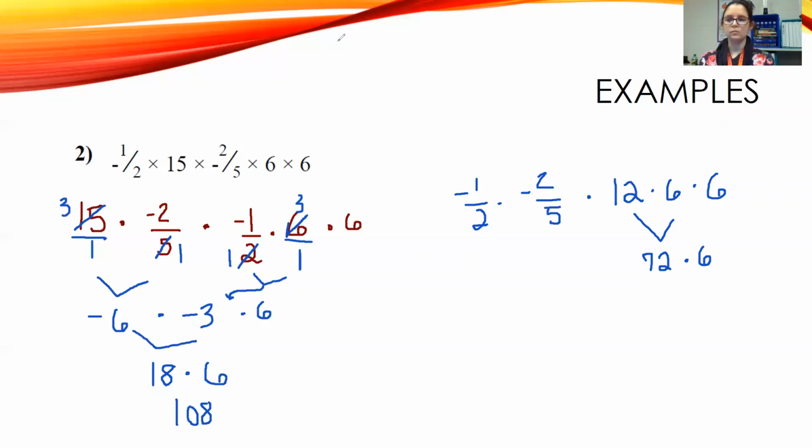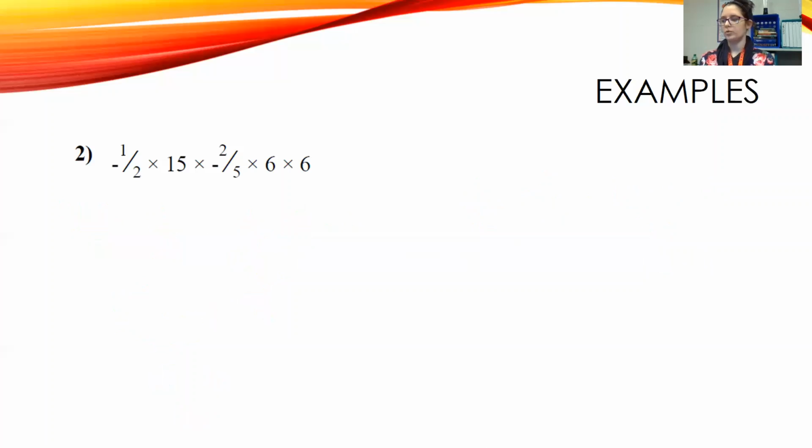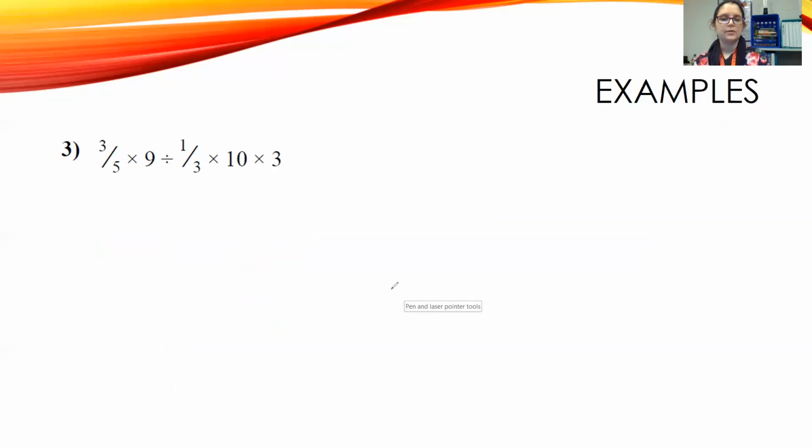Let's look at one more example with fractions before we move on to the associative property. Now there's one thing we want to note first, and that's this has a division sign in it. Now according to the commutative property, we have to only multiply.